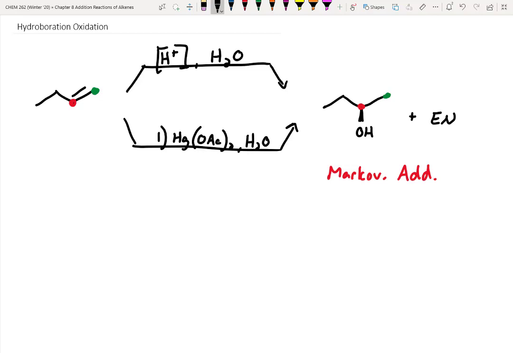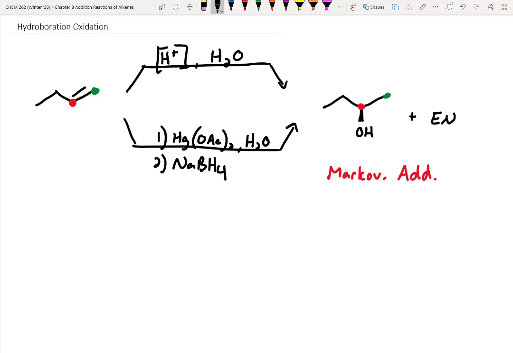So step one was that mercuric acetate and water. Step two was sodium borohydride. Both of these would give you the Markovnikov addition product. Which one would you prefer to do as a chemist? The top one. Why wouldn't you do the bottom one, even though the bottom one avoids rearrangements? There's two steps. Well, there's two steps. I don't like doing more work.